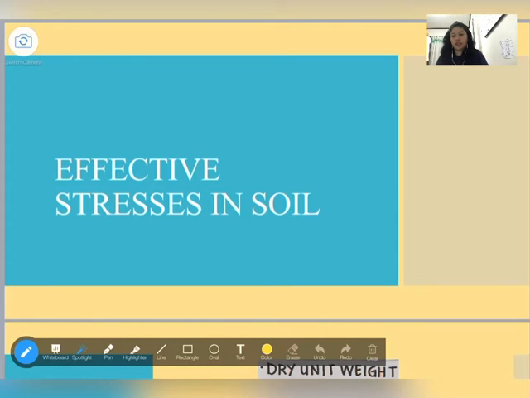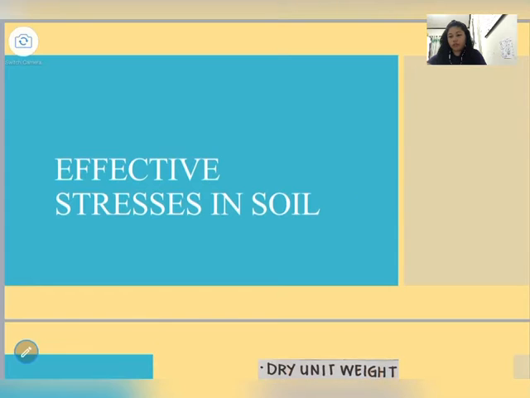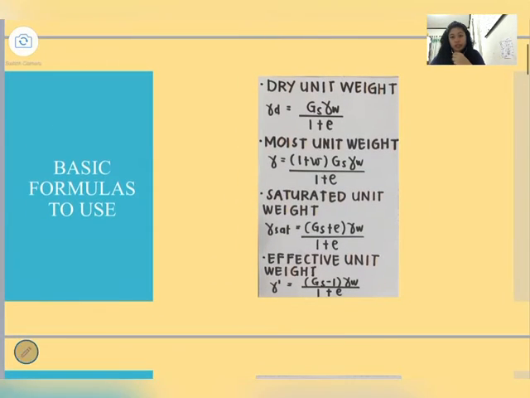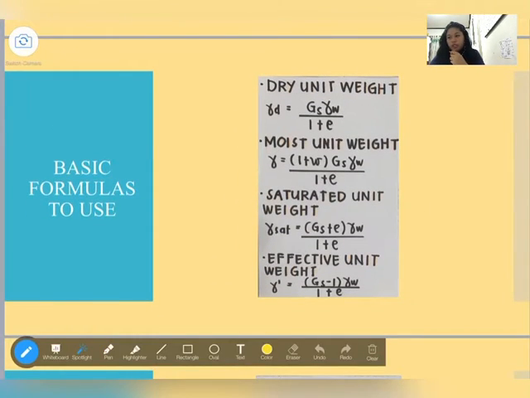Discussing the effective stresses in soil and flow nets. First, I'll be discussing the effective stresses in soil. There are four basic formulas for this topic: the dry unit weight, moist unit weight, the saturated unit weight, and the effective unit weight. We have encountered these formulas in soil compositions.